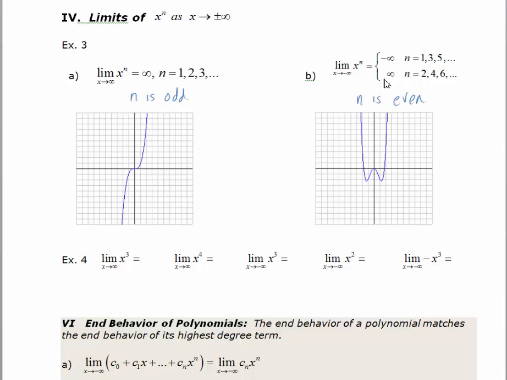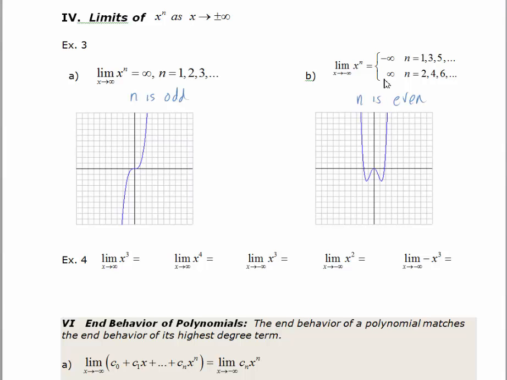It makes sense, because if you take a very, very large positive number and you raise it to a power, if you multiply it by itself over and over again, whether that's an even number of times or an odd number of times, that number is going to get extremely large.